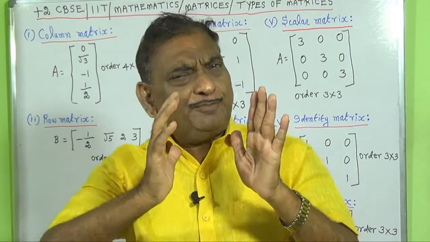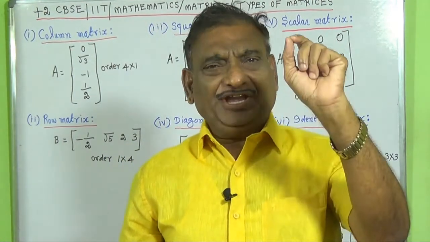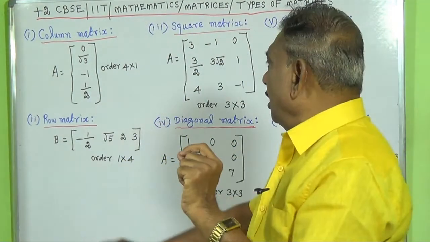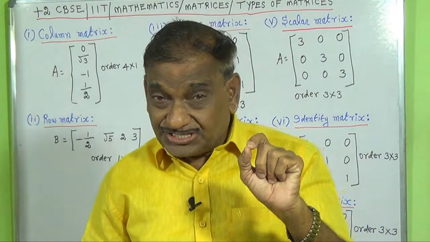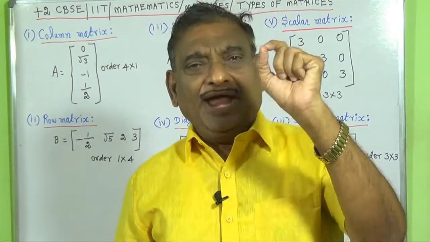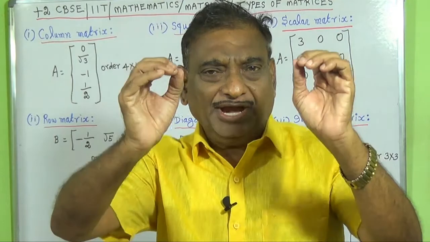What are the types of matrices? There are 7 types of matrices. The first type is column matrix. What is column matrix? If there is only one column in a matrix, that matrix is called column matrix.